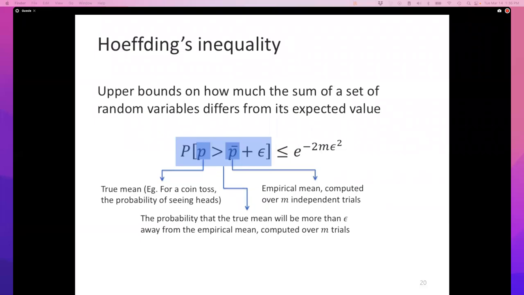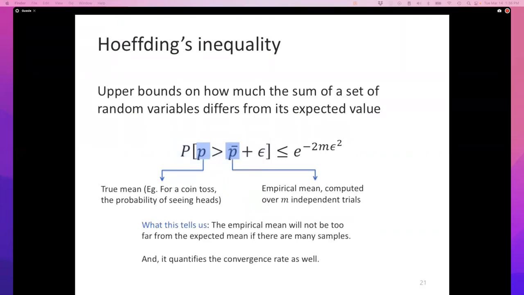I would like you to take this as a given. What we have here is simply saying that the rate of convergence is really rapid as the number of trials increases. The mapping I'm going to do now is the true mean will be the generalization error of the classifier. So this quantity here will be treated like the generalization error of the classifier. This quantity here will be the training error, and M is the number of training examples, and we literally just apply Hoeffding's inequality and we'll get the bound.